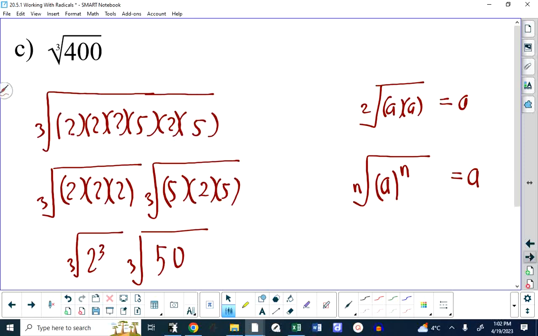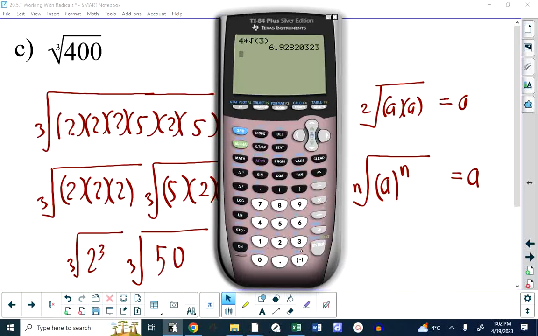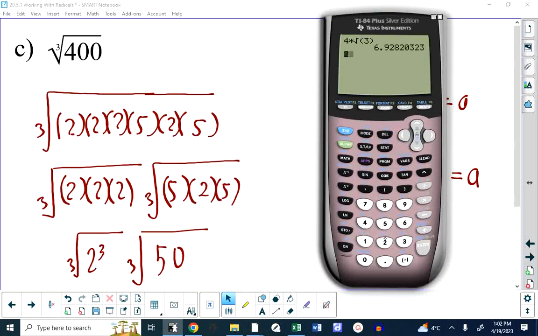So if you were to do that on your calculator, you would go 2 cubed, and then you would take the cube root of that. You can go to your math menu and go cube root of the 8. You get 2. You shouldn't need to do that, because by definition, the cube root of a number is the number that you cube to get that number. So the cube root of 8 is 2 because 2 cubed is 8. So this becomes 2 cube root 50.